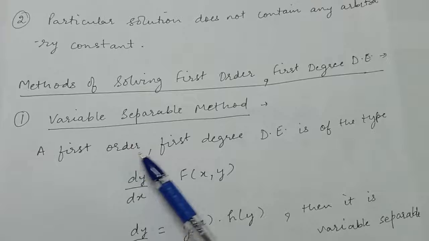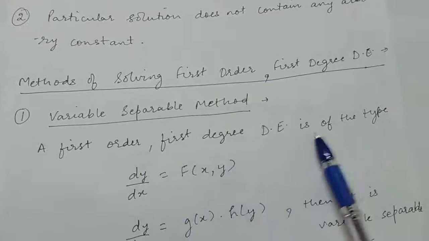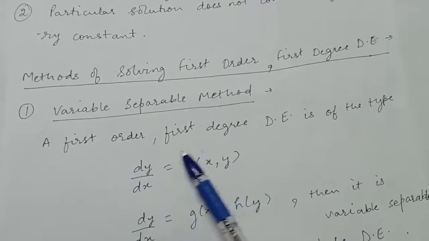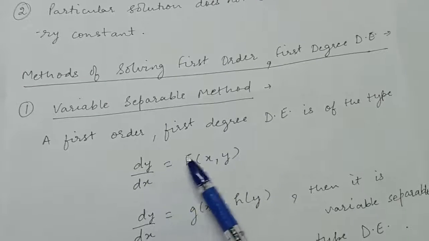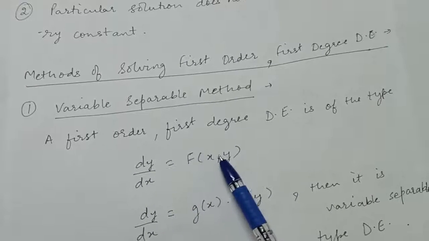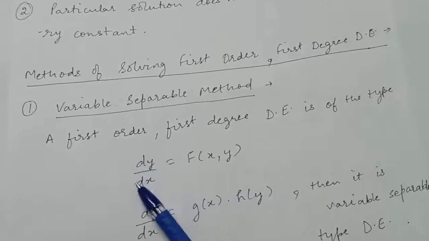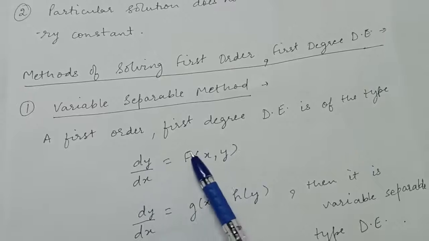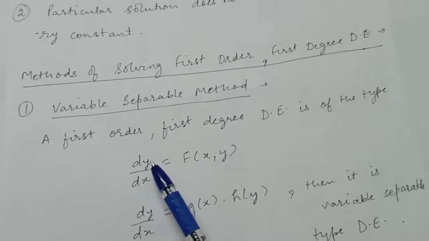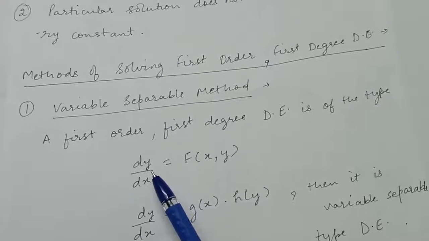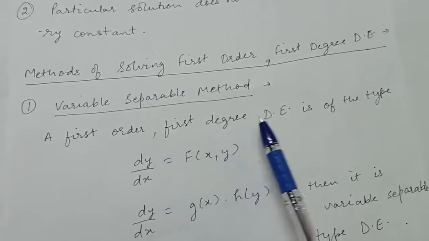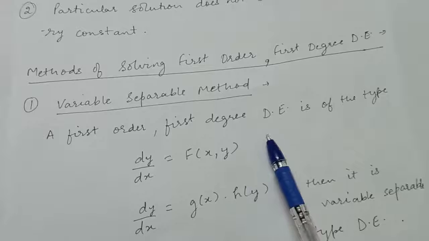First of all, our first order first degree differential equation is of this type. You can see here the order of this differential equation is 1. This is nothing but a function of x and y, and this is the derivative present. The order of this complete differential equation is 1. Also we can see the degree is also 1. So a first order first degree differential equation is of this type.